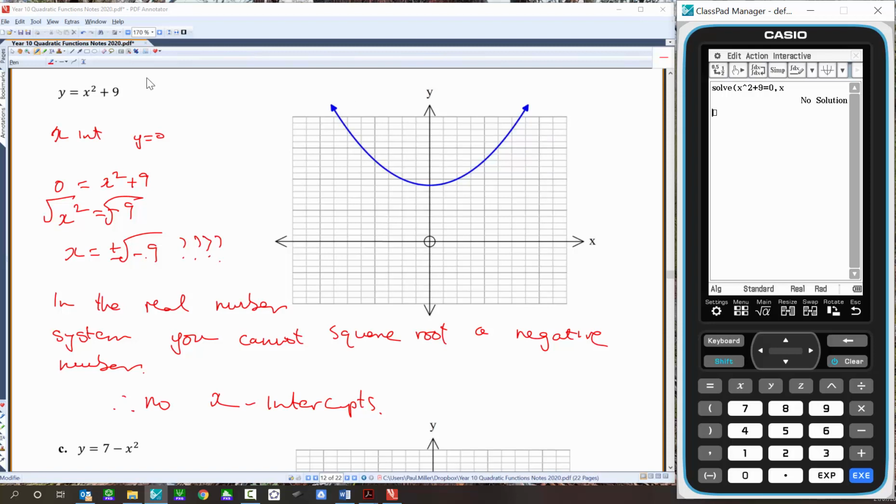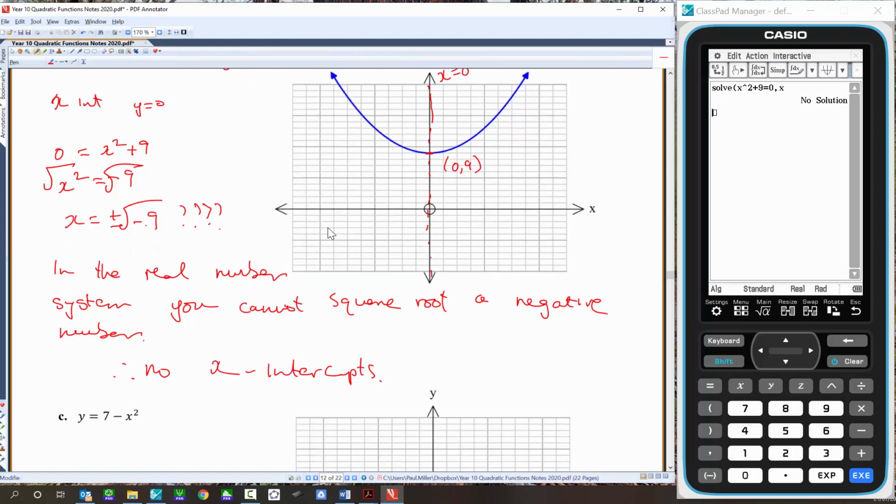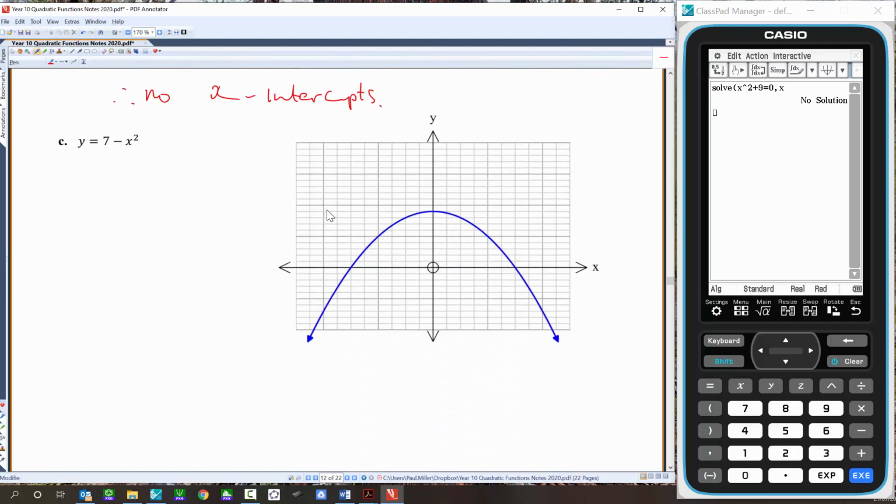All right, we can get the y-intercept. It occurs when x is equal to 0. So y is equal to 0 squared, which is 0, plus 9. So when x is 0, y is 9. And the axis of symmetry is along this line here, which is the line x equals 0. All right, this next one certainly does have x-intercepts. Okay, so let's try this one out.